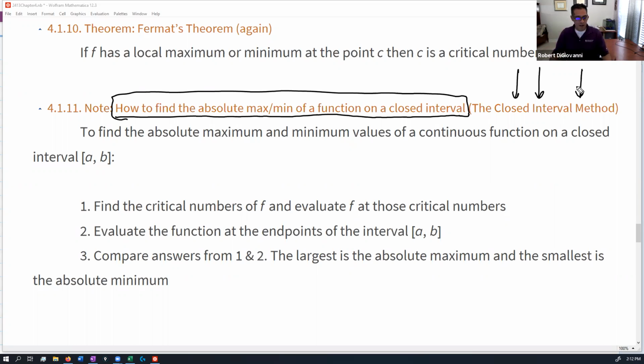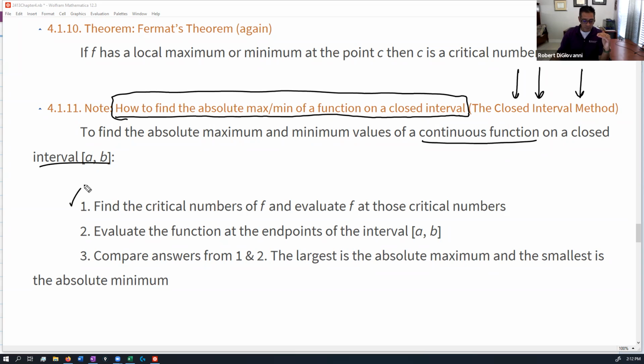So we do have some conditions. To find the absolute maximum and minimum values, you have to be looking at a continuous function on a closed interval. Then the way we're going to do it is this. First, we find the critical numbers. That means we look at the derivative, figure out where it's 0, and figure out where it doesn't exist. We'll find those critical numbers and make a list of them.